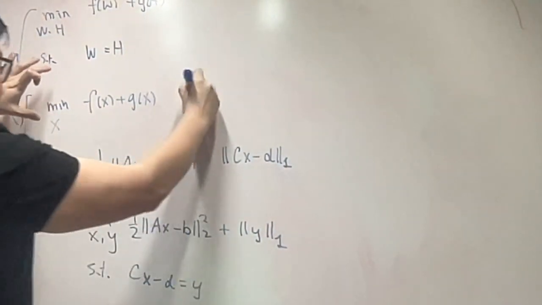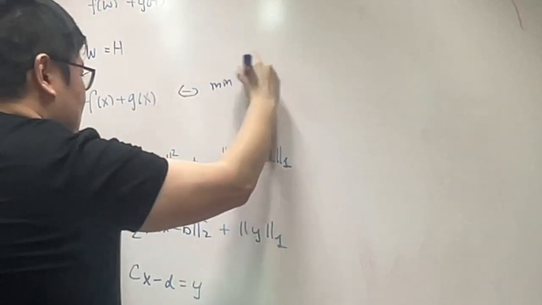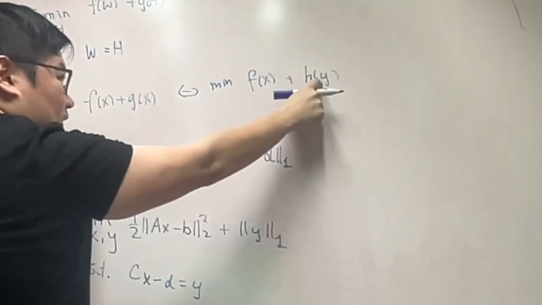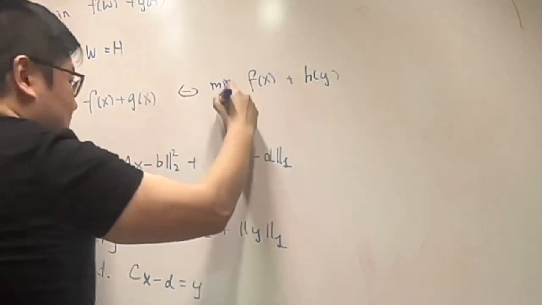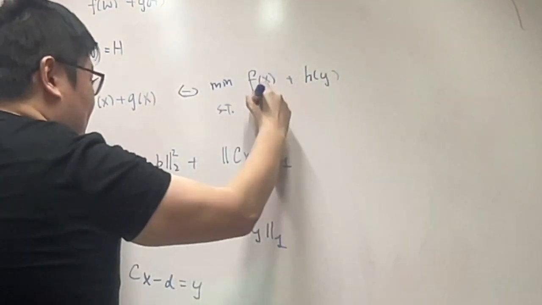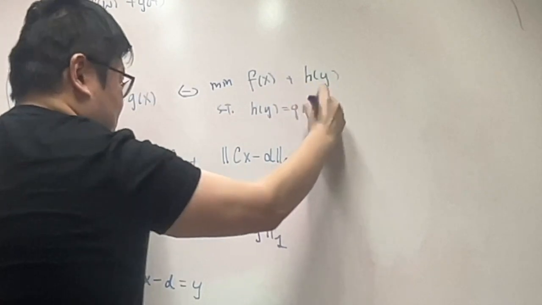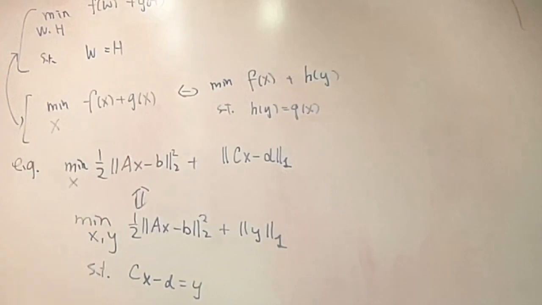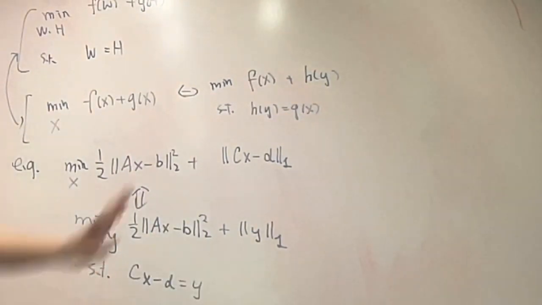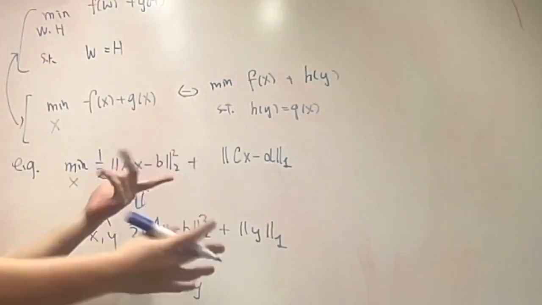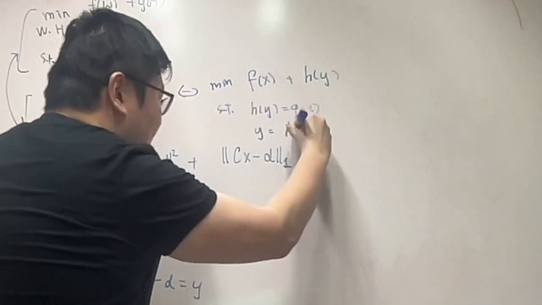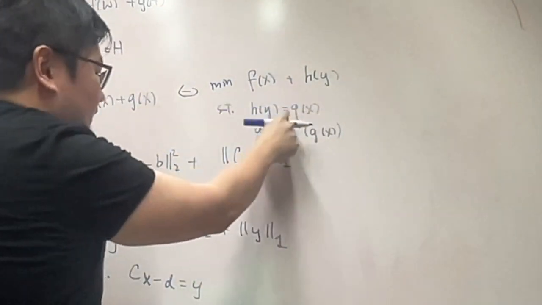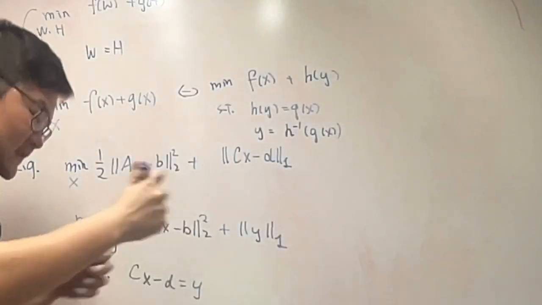So the idea is, if I have this, I can do the following: minimize f(x) plus h(y), y is here, this has no x, subject to h(y) equals g(x). So I have some function h and some function g that link them together. This is an example. If h and g are nice, then you can even say y is h inverse of g(x), or the opposite, x is g inverse of h(y). So this is the idea.